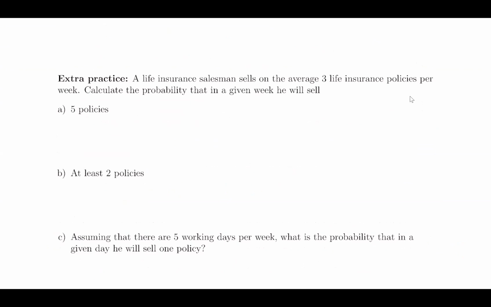So for this problem, it says a life insurance salesman sells on average 3 life insurance policies per week. Calculate the probability that in a given week he will sell, and so on. So how many life insurance policies does this person sell? 3. Cool, so 3 per week.